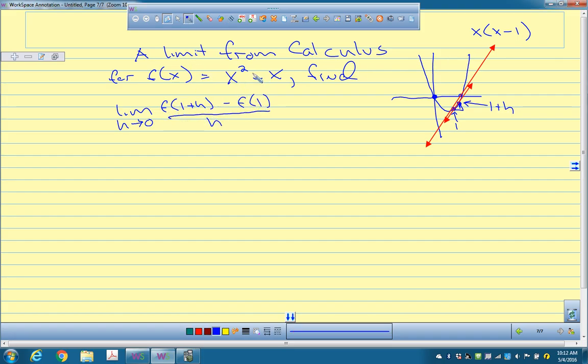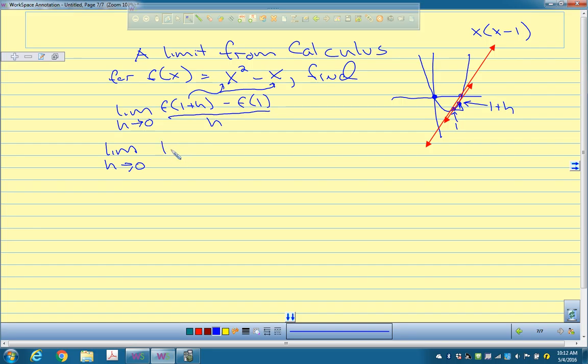So the way that you evaluate this, f of 1 plus h means take 1 plus h and plug it in both places into this function, okay? So this is equal to the limit as h goes to 0 of (1 plus h) squared minus (1 plus h) minus, what's f of 1? What do I get if I plug in 1 in here? F of 1, plug in 1 in here, what do I get out? 0, okay? That whole thing over h. You understand what I just did, everyone?